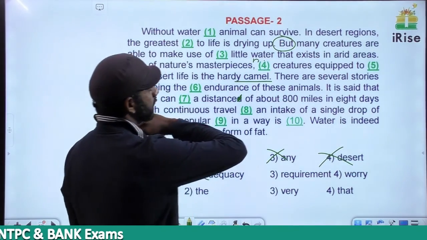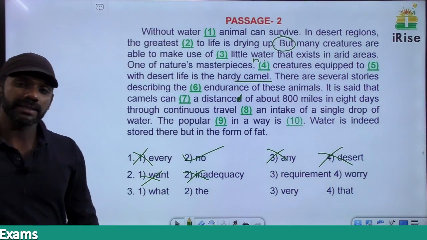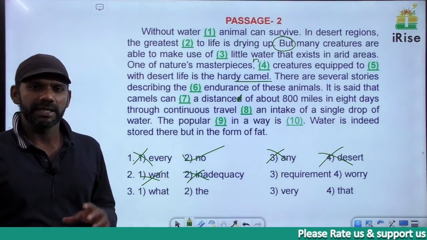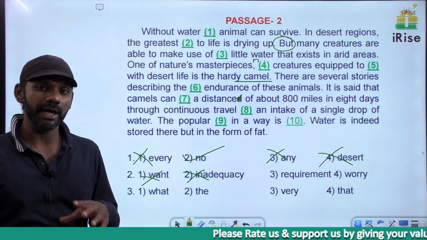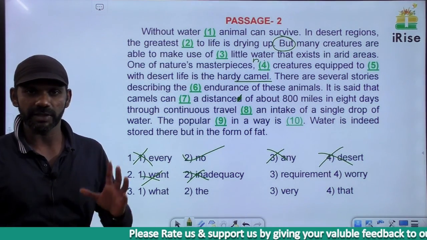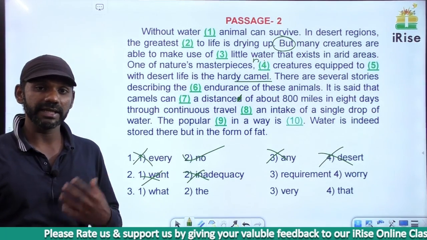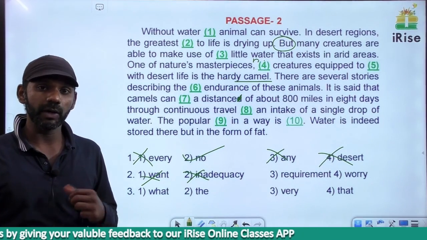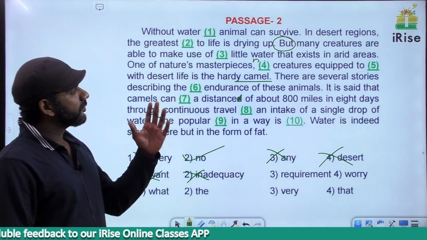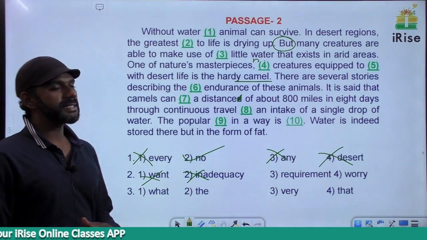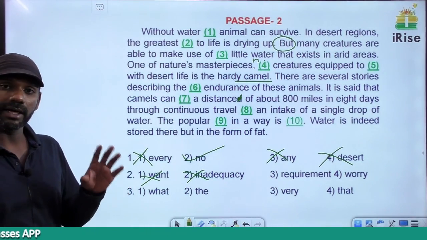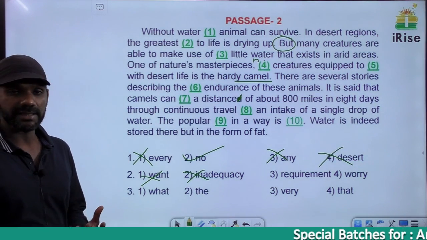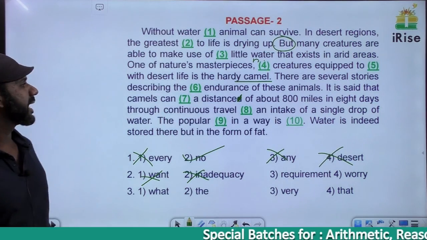Water is a noun. I told you while discussing articles how to identify whether a noun in a sentence is general or specific. If there is no information given regarding a noun in a sentence, that noun is taken as general. If there is some information given regarding a noun in a sentence, that noun is taken as specific. This is how to identify whether a noun in a sentence is general or specific. Water is a noun. In this sentence, is there any detail given regarding the noun water? Yes. What is that? That exists in arid areas. Water that exists in arid areas.